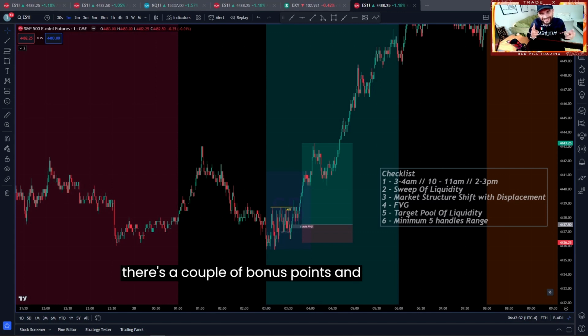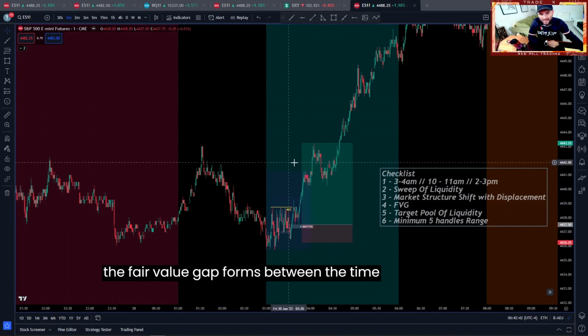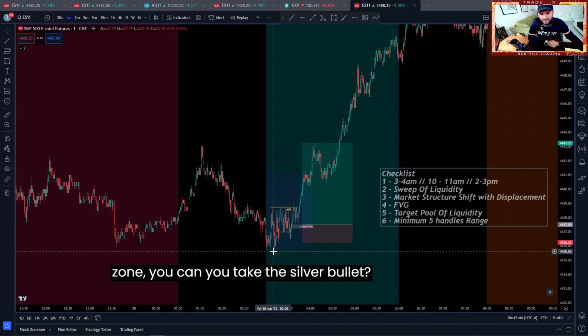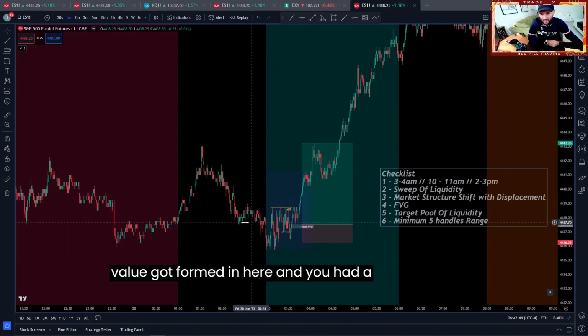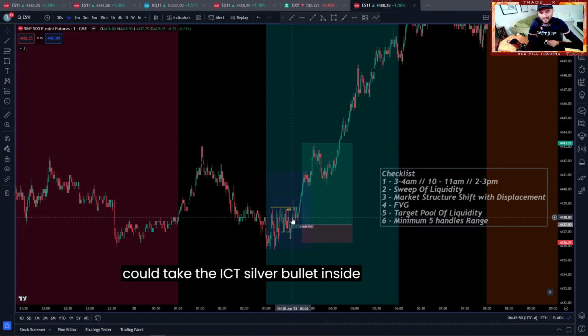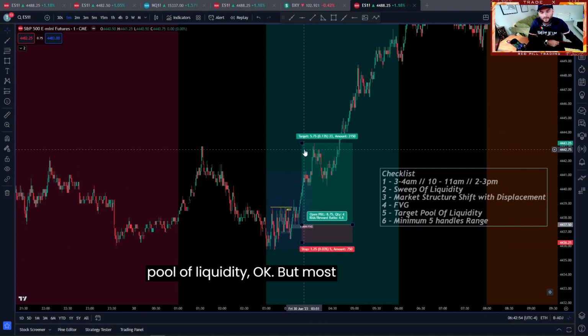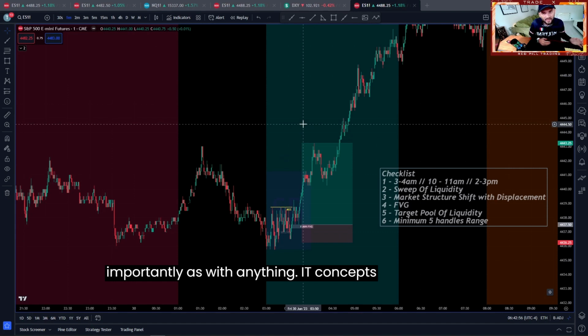What I will say is there's a couple of bonus points and things to consider moving forward into your trading. Okay. Firstly, can you take a Silver Bullet fair value gap if the fair value gap forms between the time zone you take the Silver Bullet? The answer is yes. So for example, if a fair value gap formed in here and you had a target of pool of liquidity, yes, you could take the ICT Silver Bullet inside of that fair value gap to target that pool of liquidity.